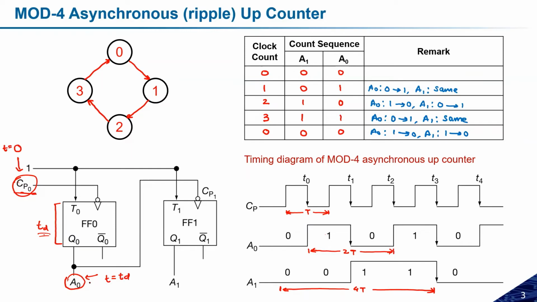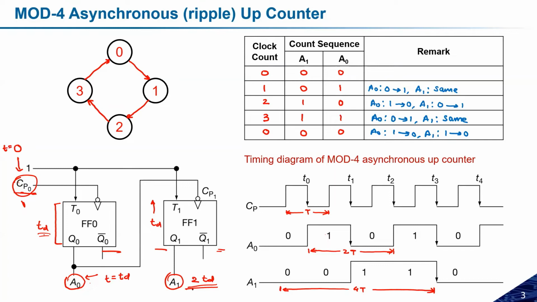Now, this output controls the next state. Each flip-flop delay is again, let us assume, TD. So A1 will be received after 2 TD, one TD for this flip-flop and one TD for that flip-flop. So whatever clock pulse I change, it will take 2 TD to be reflected at the output. As we keep increasing the number of flip-flops, this delay increases, and this is the problem of the asynchronous counter.